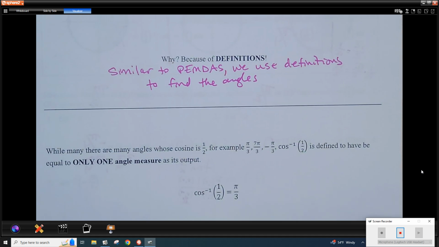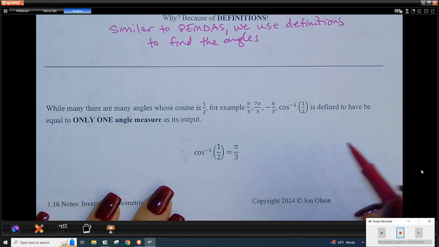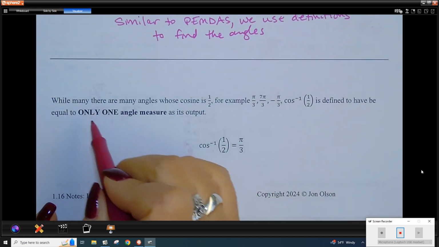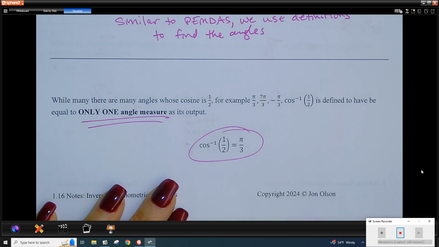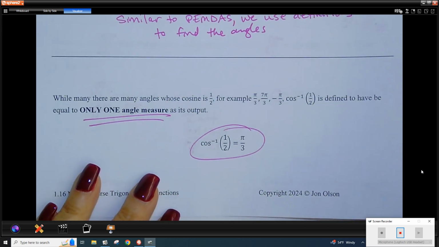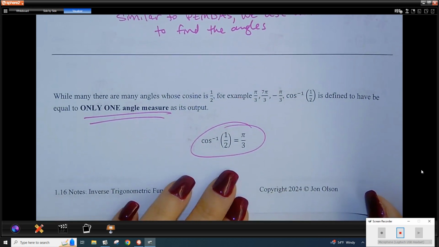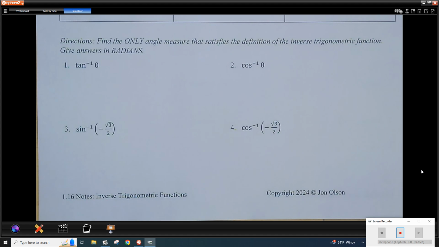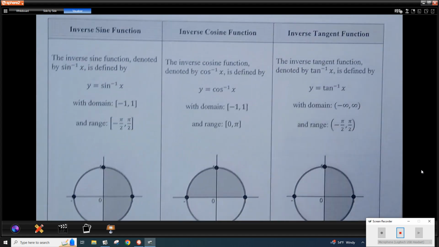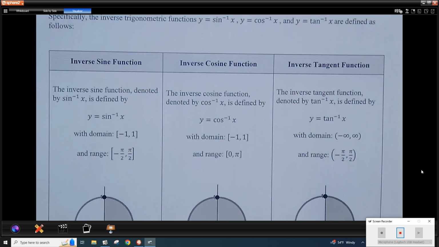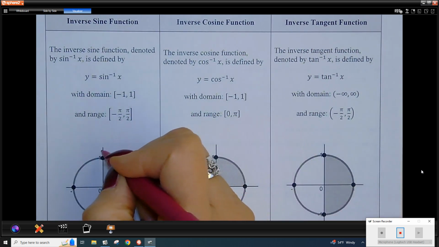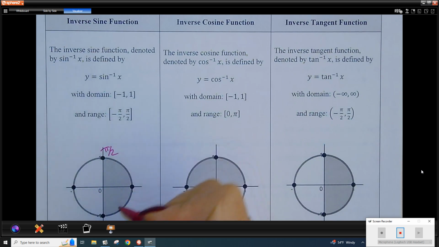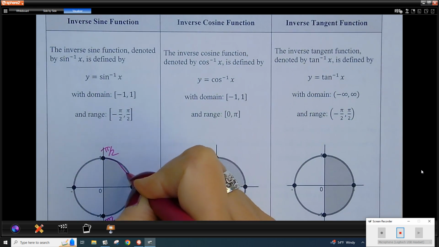So there are many angles, but we have defined only one angle measure. For cosine, it is pi over 3. And I'll show you the different functions and why that one is pi over 3. Okay, so looking at this, specifically they're defined as this. Sine is from pi over 2 to negative pi over 2. So it's this right half of the circle.